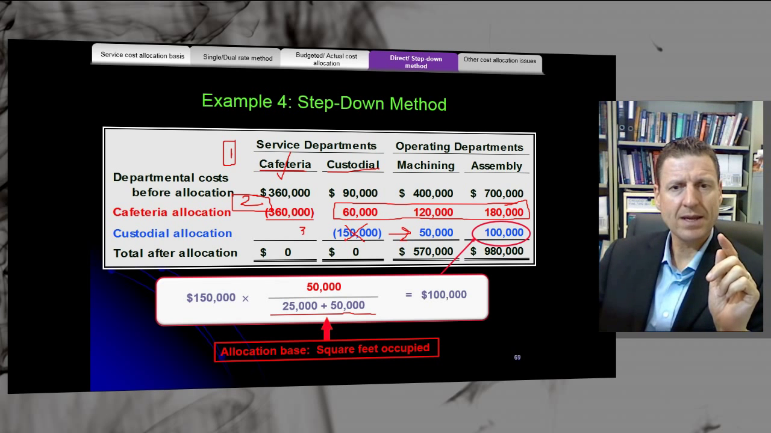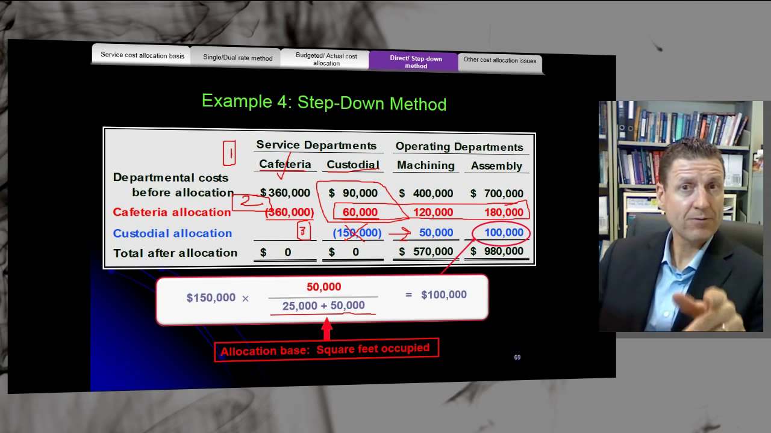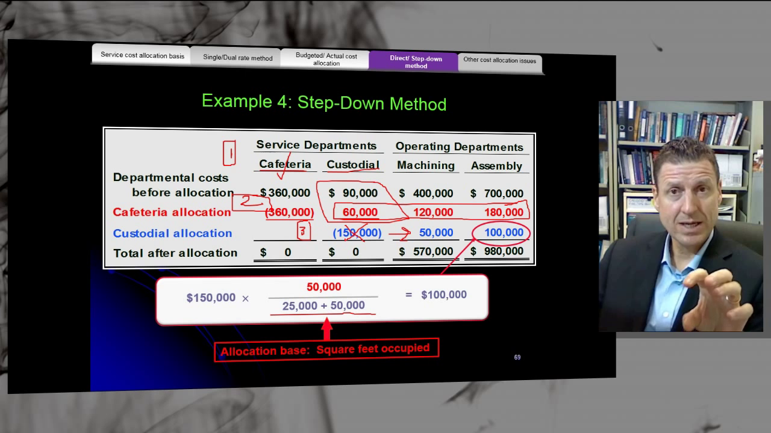Number three, what did we do then? We had to add up the custodial because now it actually received an allocation from cafeteria, and so the new custodial costs to be allocated is going to be 150,000, and then that was allocated to remaining departments, machining and assembly, using basically the direct method. So there you have 1, 2, 3. That's how you do the step down method.